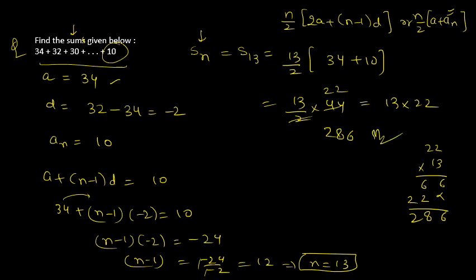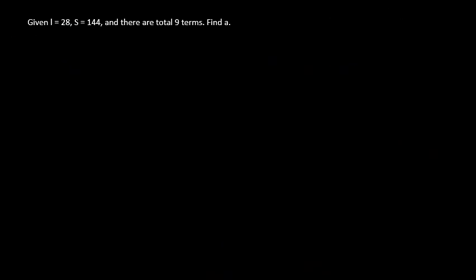Let's take up another example in another form. Here what is given to you is the last term, the summation, and the number of terms, and you have to find a. So whatever is given to you, just apply the formula for that. What is the last term? Formula for the general term, a plus (n minus 1) into d, right?